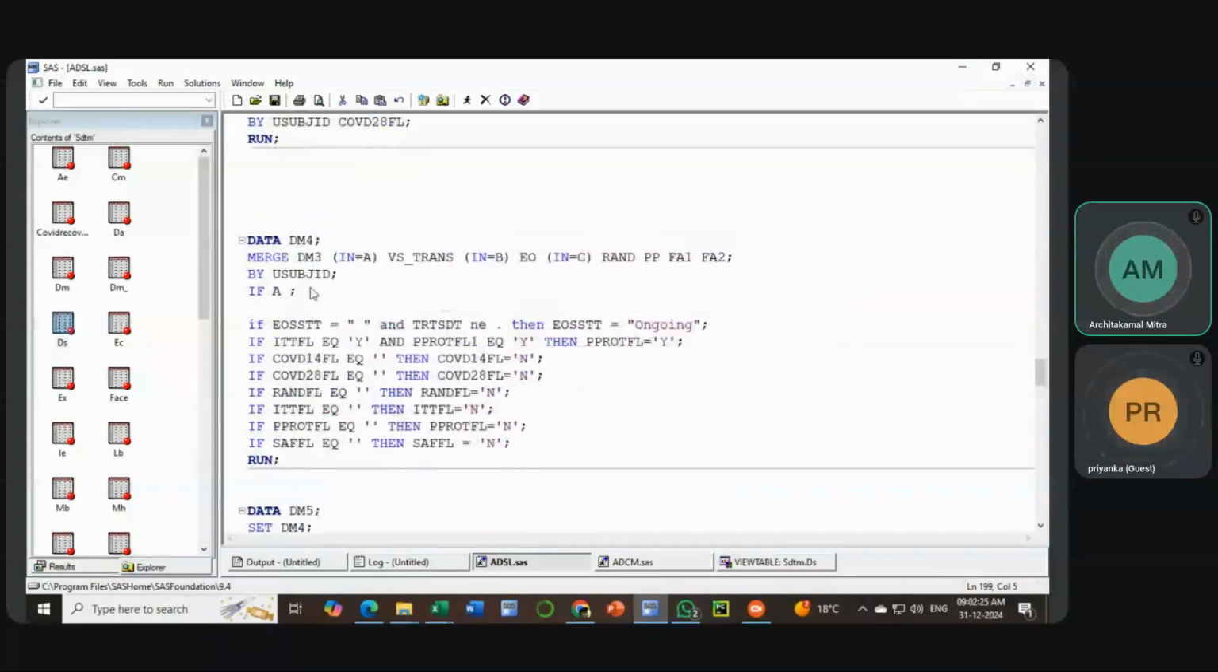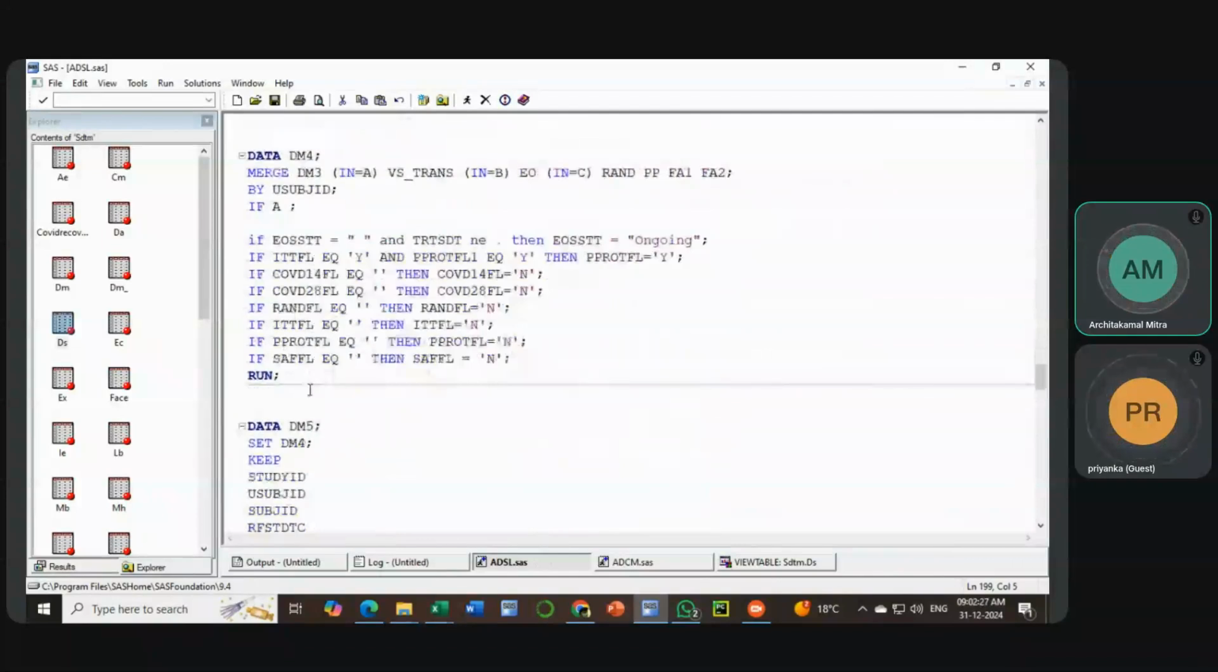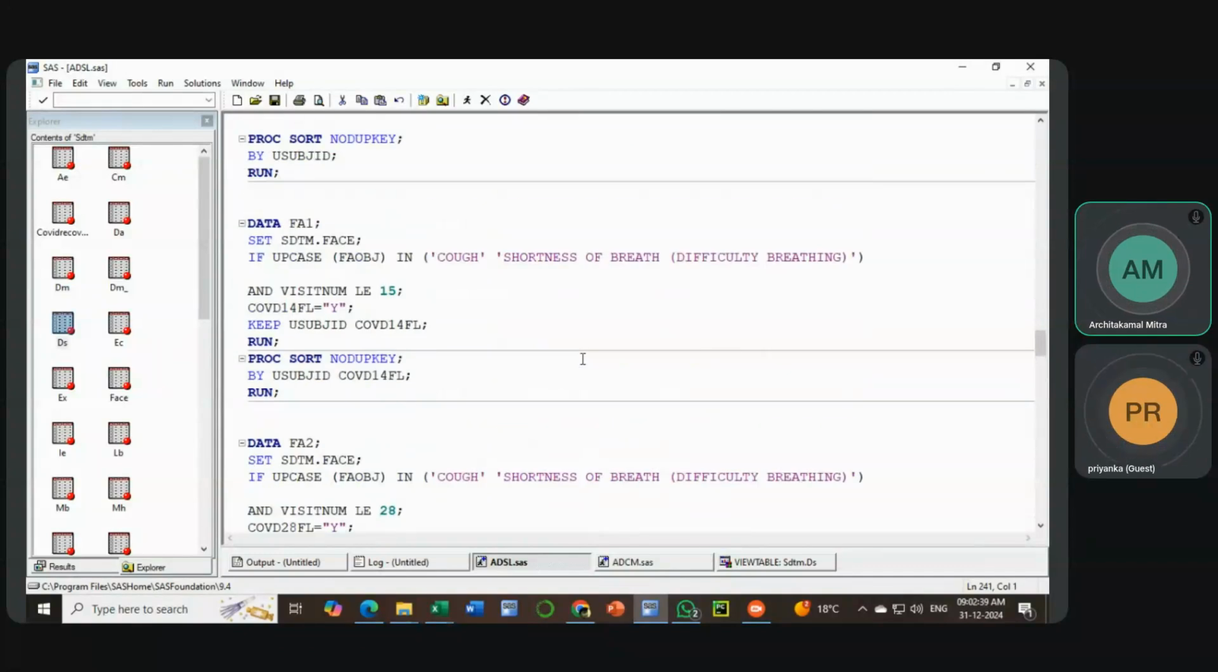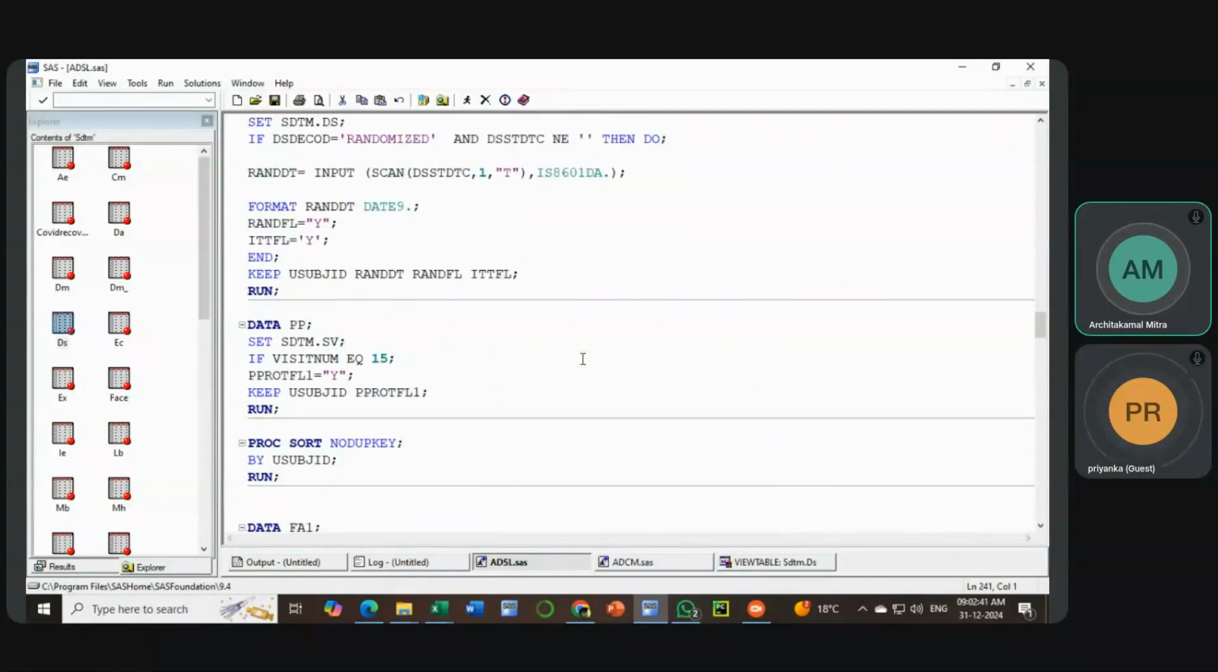So here we have changed, here we have done, if ITTFL equal to Y and per protocol equal to Y, then per protocol equals to Y. Got it? So remember that for all the logics, you cannot use one data set to get it. There are different data sets also which we have to merge to get the logic. So we have to wait for them.